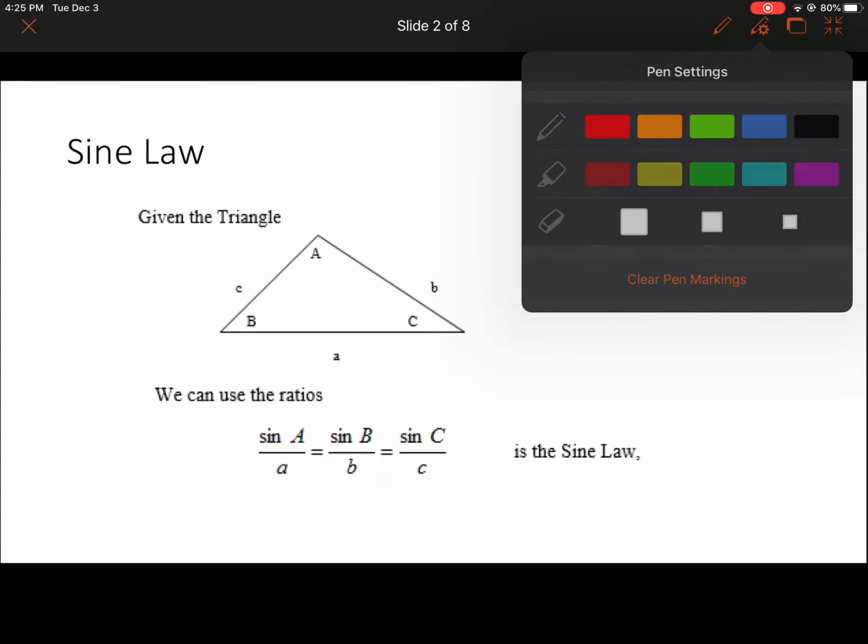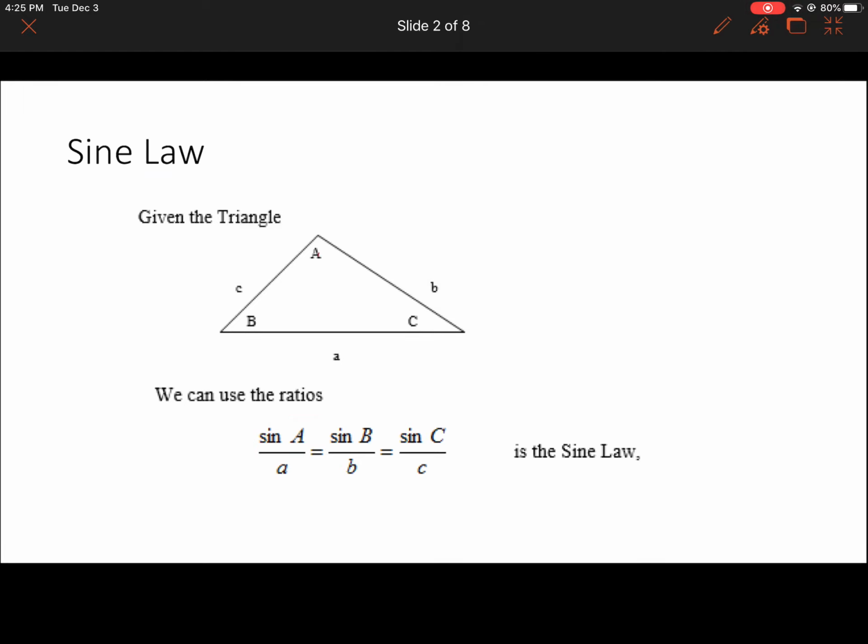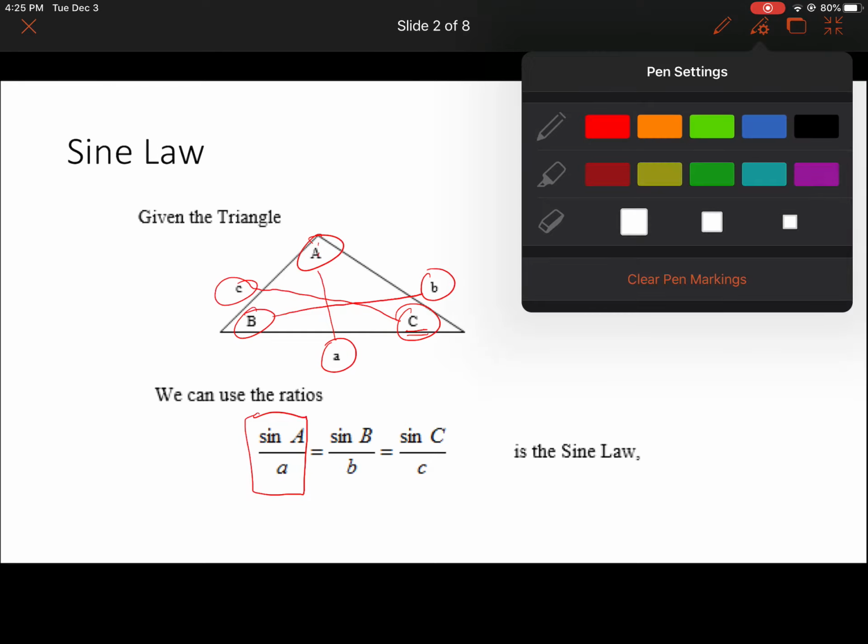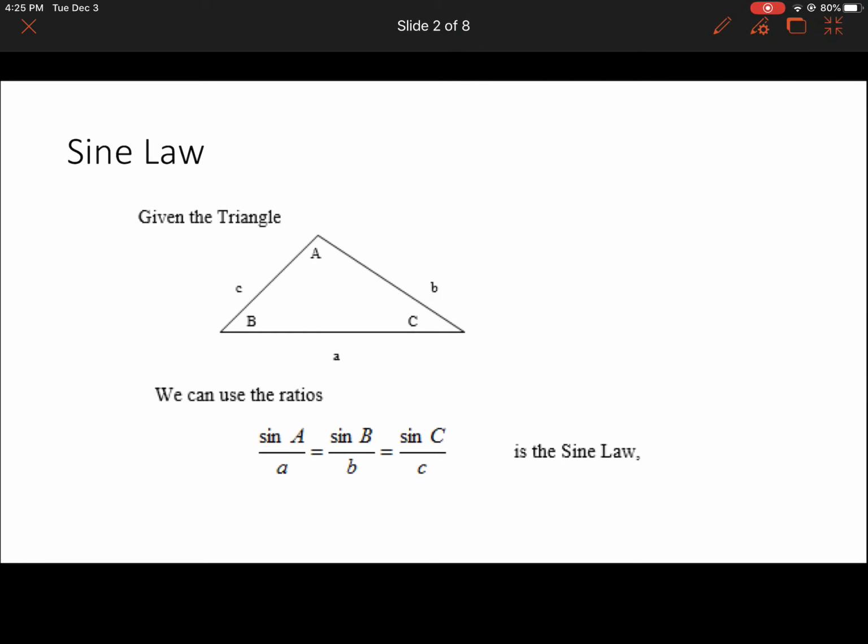And what is sine law? It just says that there's a ratio between this angle and this side. And that ratio is equal to the same ratio as the sine of this angle and this side. And it's equal to the same ratio as the sine of C with its opposite side. That's all that this entire thing, sine law, says. Okay, how do we use that?